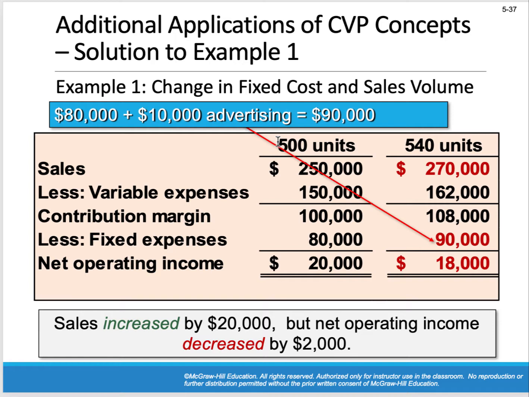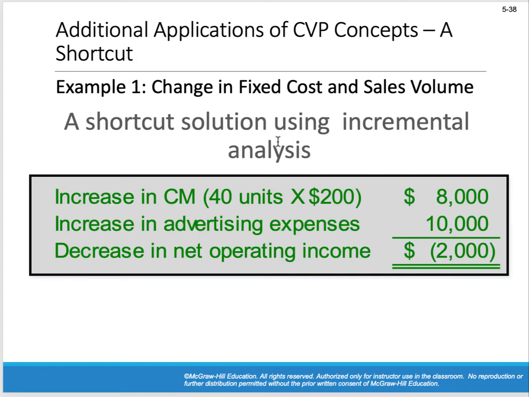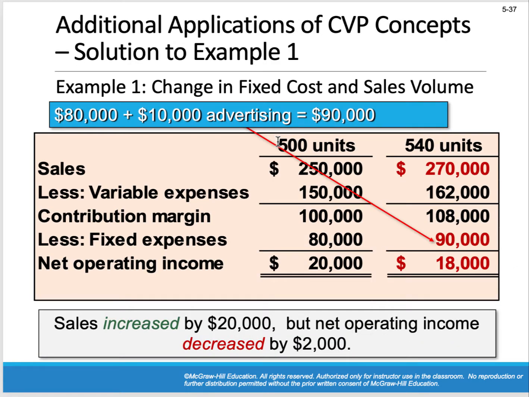If we look at the contribution margin income statement, we can tell why this shortcut really works. Look at the logic. The contribution margin is what is left after variable expenses have been deducted. Contribution margin first goes to cover fixed costs. Well, our fixed cost increased by $10,000. So we're seeing how much that increase in fixed cost eats away at our contribution margin.